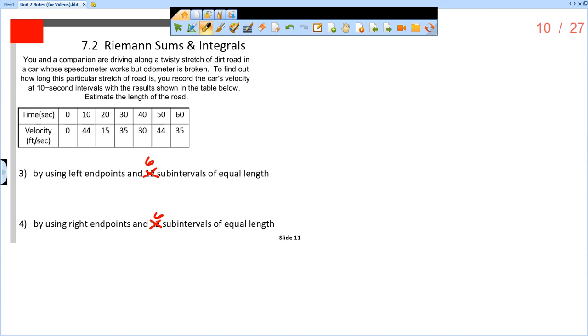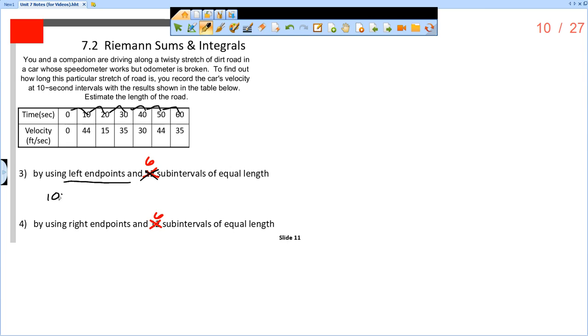All right, so we have time and velocity. So now, by using the left-hand endpoint and 6 subintervals, not 12, I edited the table, all right, and 6 subintervals of equal length. All right, so we have 0 to 10, 10 to 20, 20 to 30, 30 to 40, 40 to 50, 50 to 60, right? And now we're using a left-hand endpoint, so that means we're doing a left-hand Riemann sum.